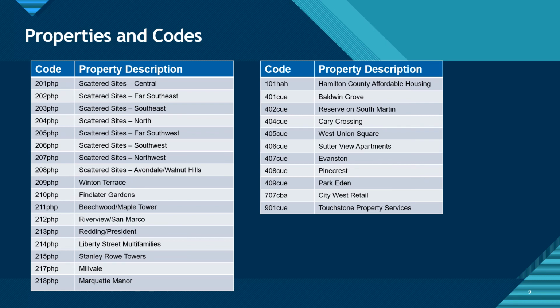This slide lists the main residential properties and their corresponding codes that CMHA or Touchstone Property Services may order services for. You will need the codes and the corresponding property descriptions to submit your invoices. These codes can be found on the purchase order in the purchase order review screens.